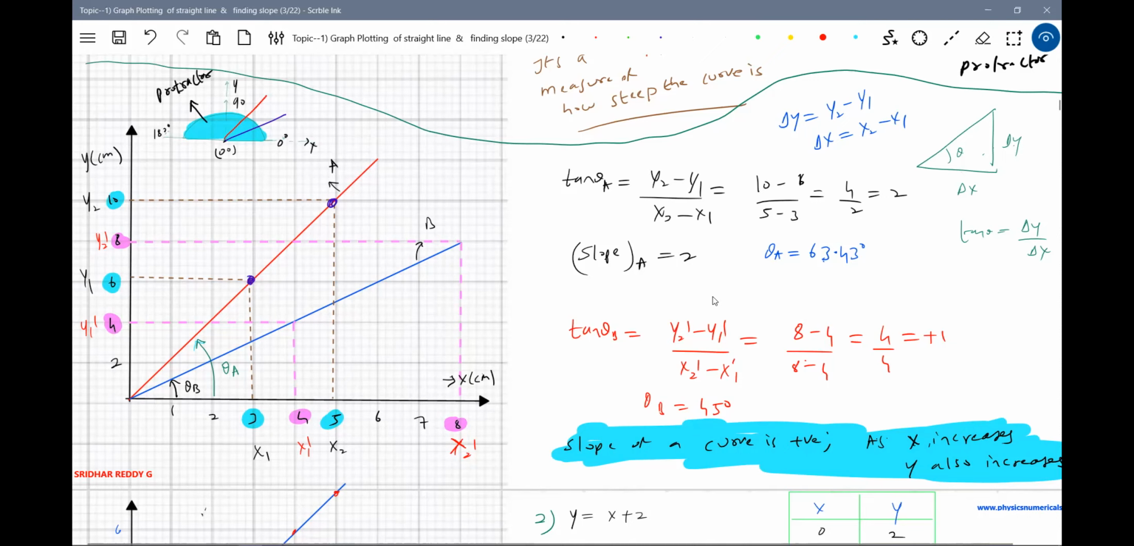Then how do we define slope? Delta y by delta x. So y2 minus y1 by x2 minus x1. Tan theta equals delta y by delta x. So tan theta A should be equal to y2 minus y1 by x2 minus x1. y2 is 10, y1 is 6, x2 is 5, x1 is 3. So 10 minus 6 by 5 minus 3. And what do we get here? 4 by 2. Tan theta A is 2, or nothing but the slope of straight line A is 2. How much is angle theta A? 63.43 degrees. So how do you get it? Take calculator, tan inverse of 2. So tan theta A, I'll write it clearly.